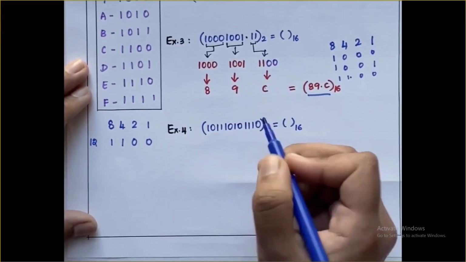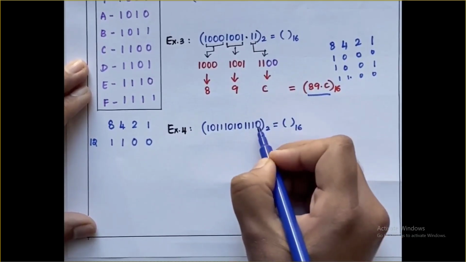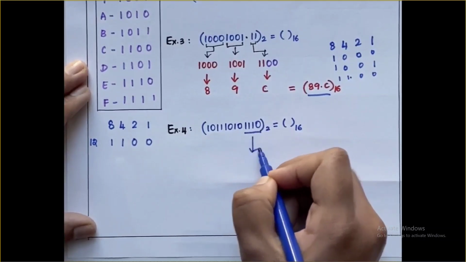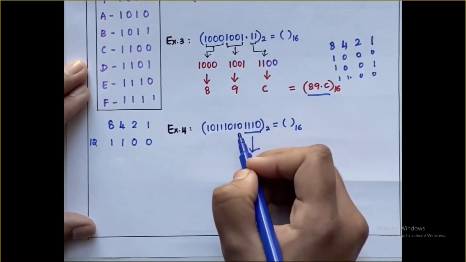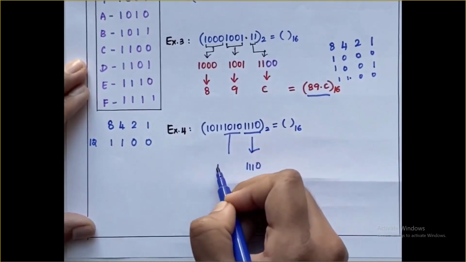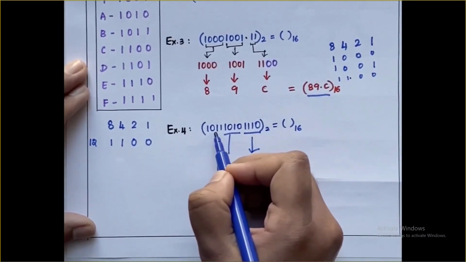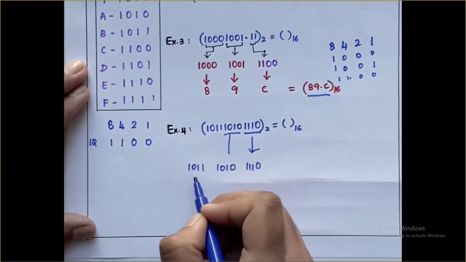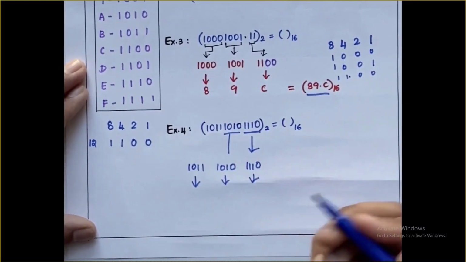Now let us solve one more example. The given binary number contains only the integer part. We have to split accordingly with 4 bits each. The first 4 bits, starting from the right side, are 1110. The second set of 4 bits is 1010. And the third set of 4 bits is 1011. Once we have segregated into 4 bits each, we write the equivalent representation in terms of hexadecimal.